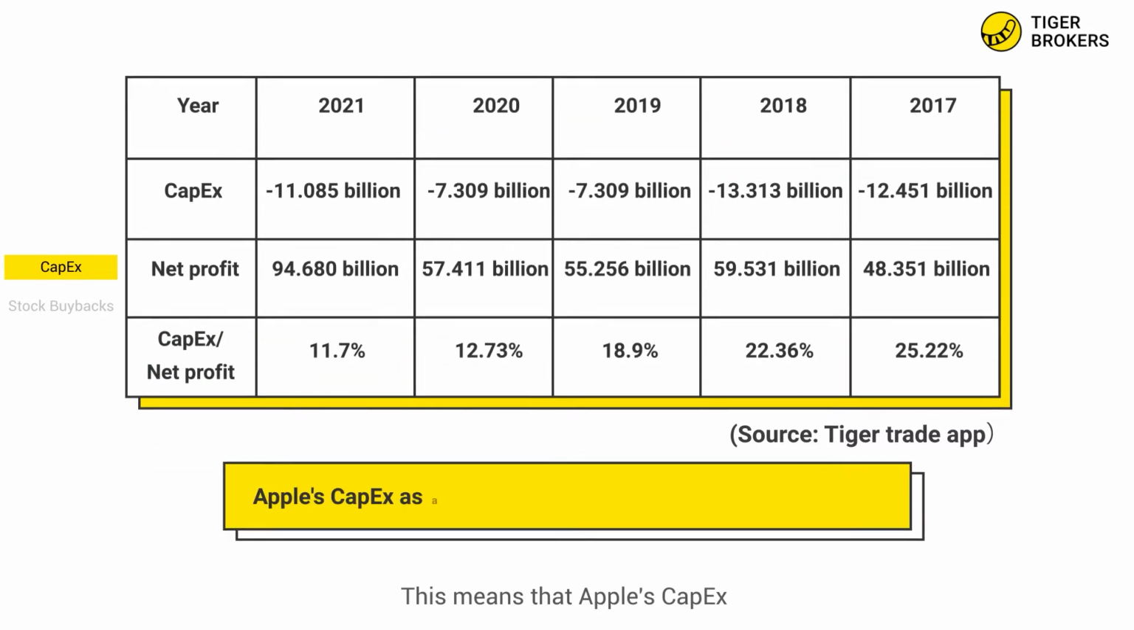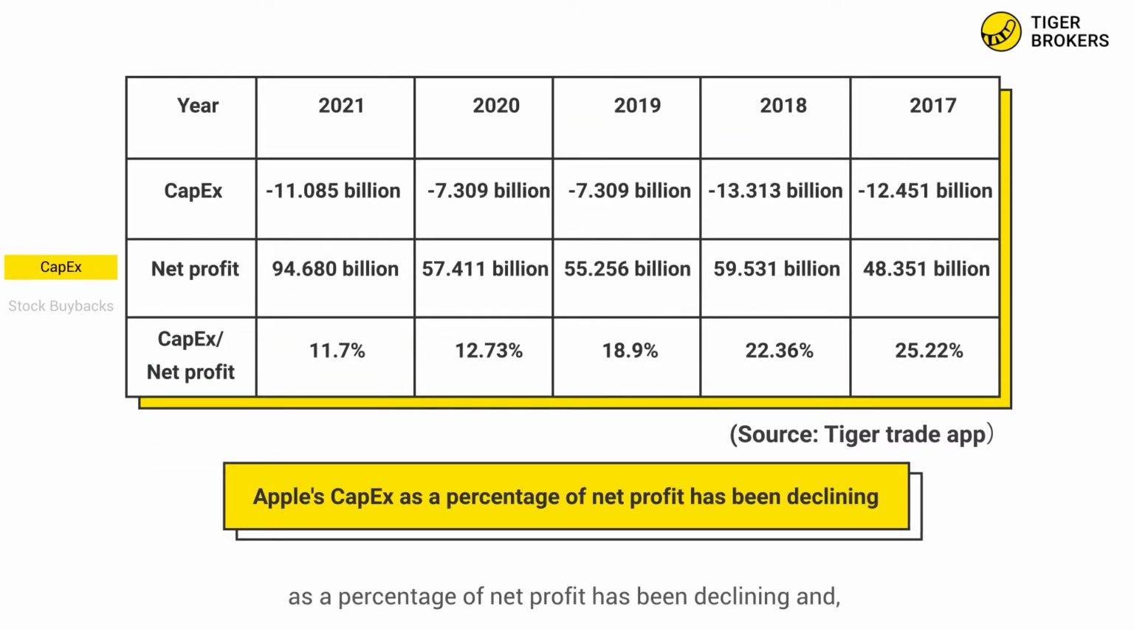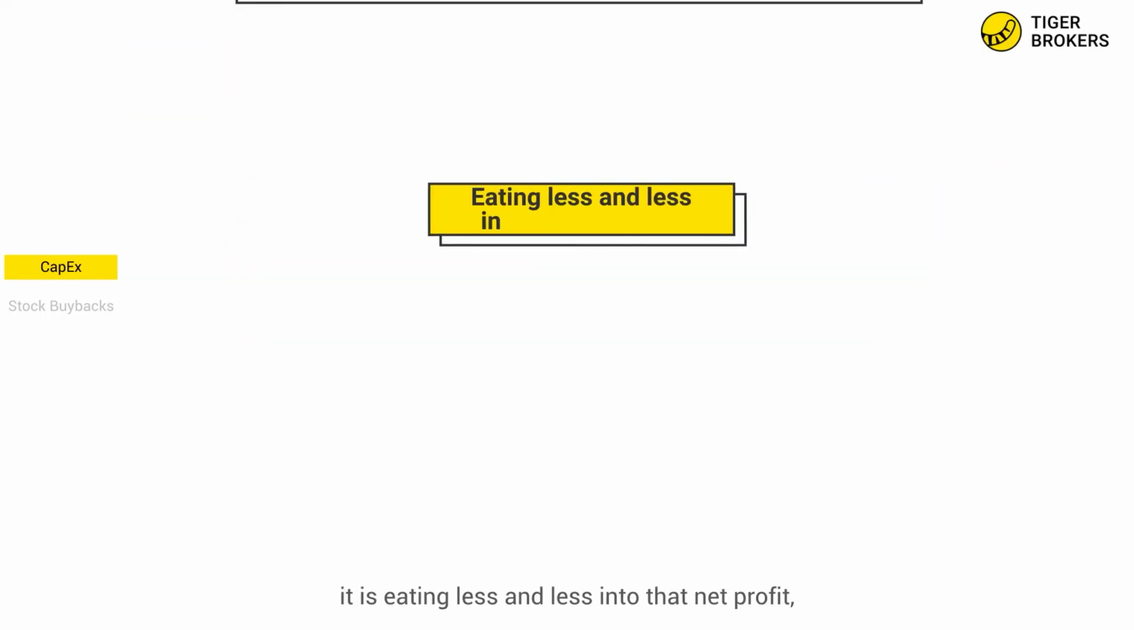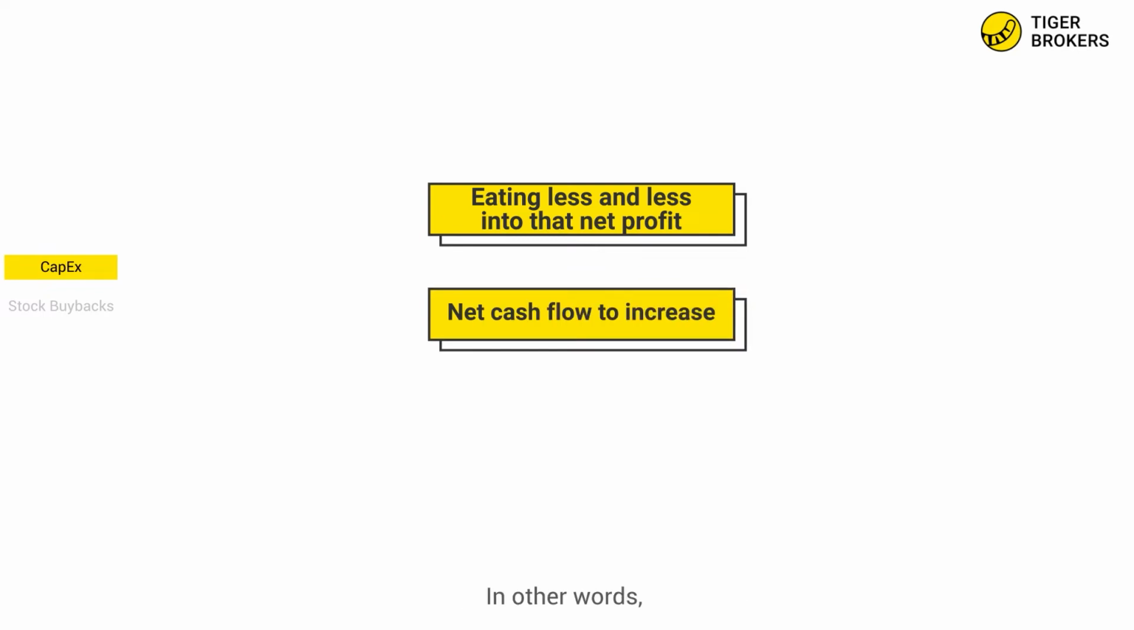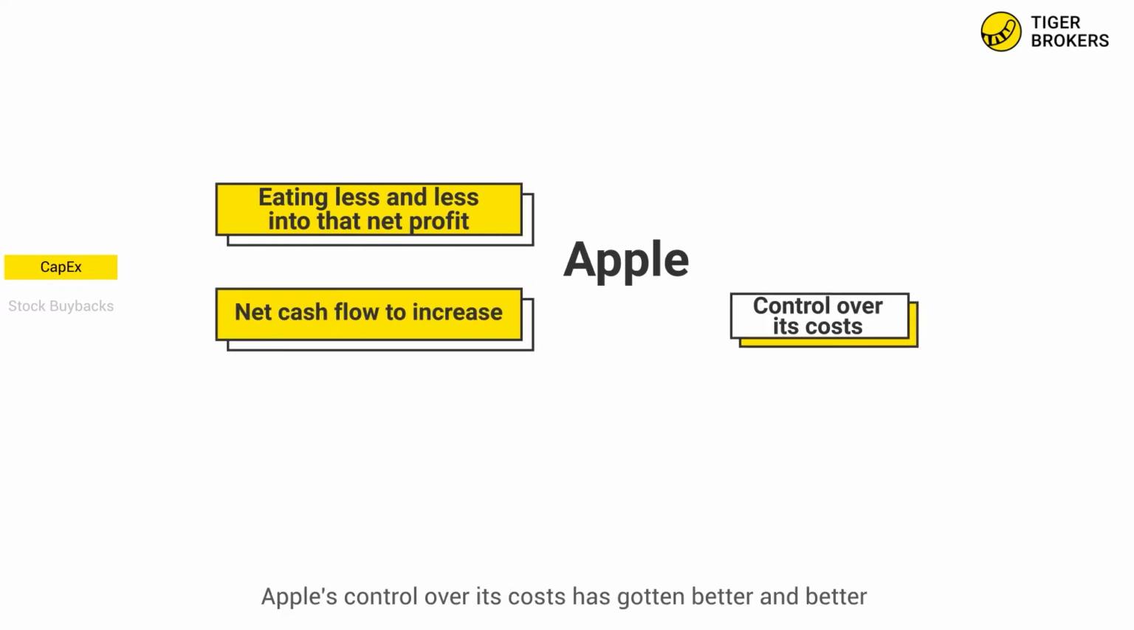This means that Apple's CAPEX as a percentage of net profit has been declining, and as a result, it is eating less and less into that net profit, allowing net cash flow to increase. In other words, Apple's control over its costs has gotten better and better.